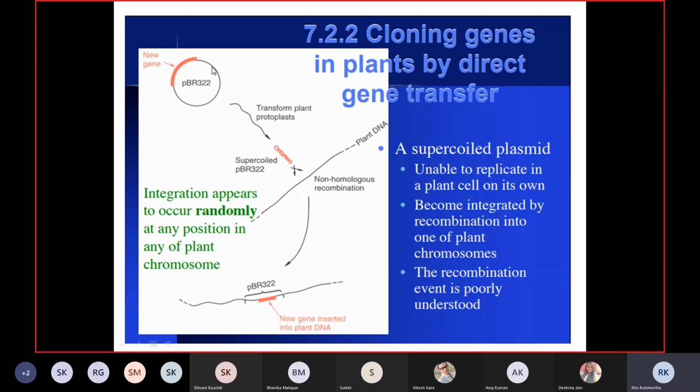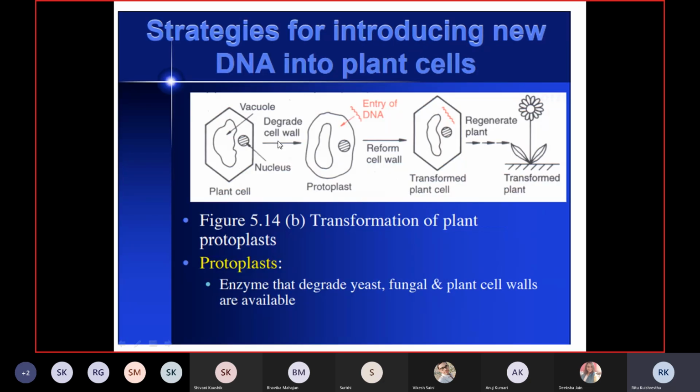Now comes the question: how will you transform the plant protoplast with your DNA? So again, there are a few methods. One is chemical based, one is physical based. So there are two ways by which you can introduce the DNA into the plant. So the first step is that you take plant cells and you remove their cell wall. There are certain enzymes available which can remove the cell wall. So what we get is a protoplast.